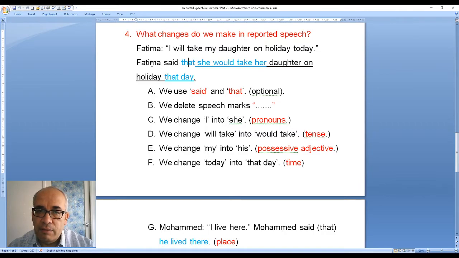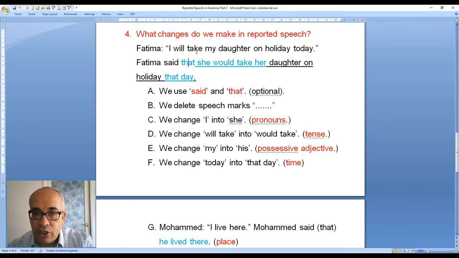I say, Fatima said that. Of course, it is better to use that in formal English. If English is informal, you can delete that. But I am giving you formal English, so you have to say, Fatima said that she. So I change I into she. I is a personal pronoun. I change it into she.